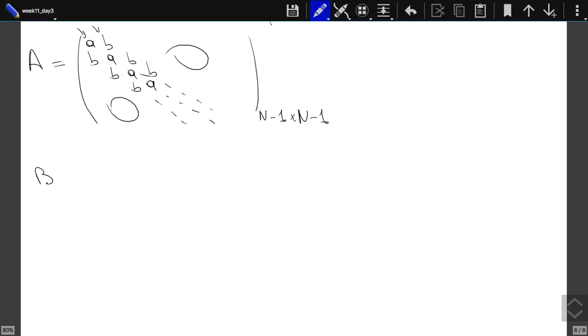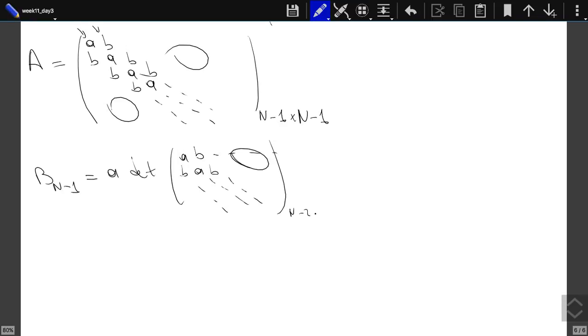So this is equal to B_{n-1}. This is equal to A times the determinant of the matrix with A's, B's, zeros here, B, but this time it is (n-2) by (n-2), minus B times the determinant with the third column being 0.